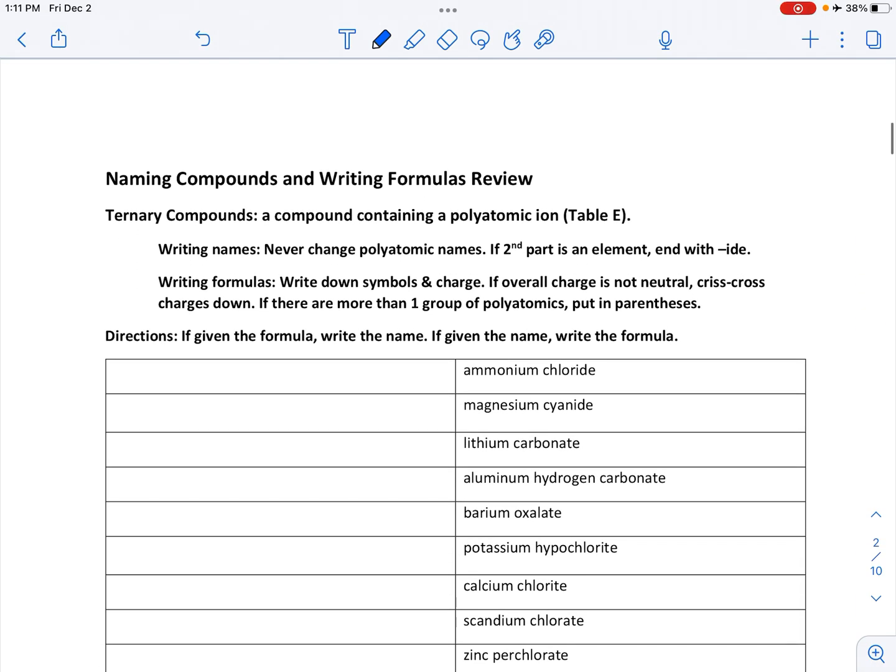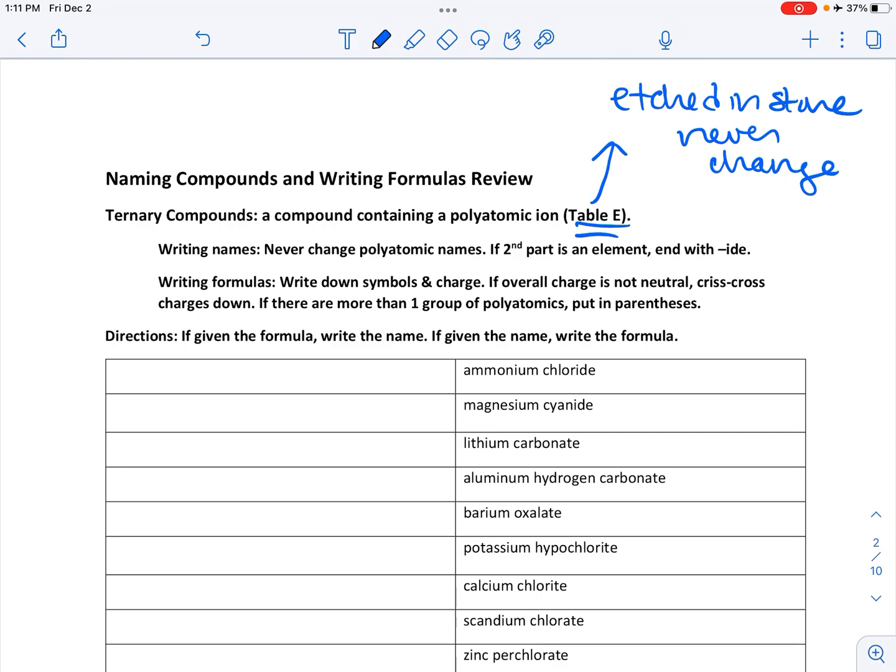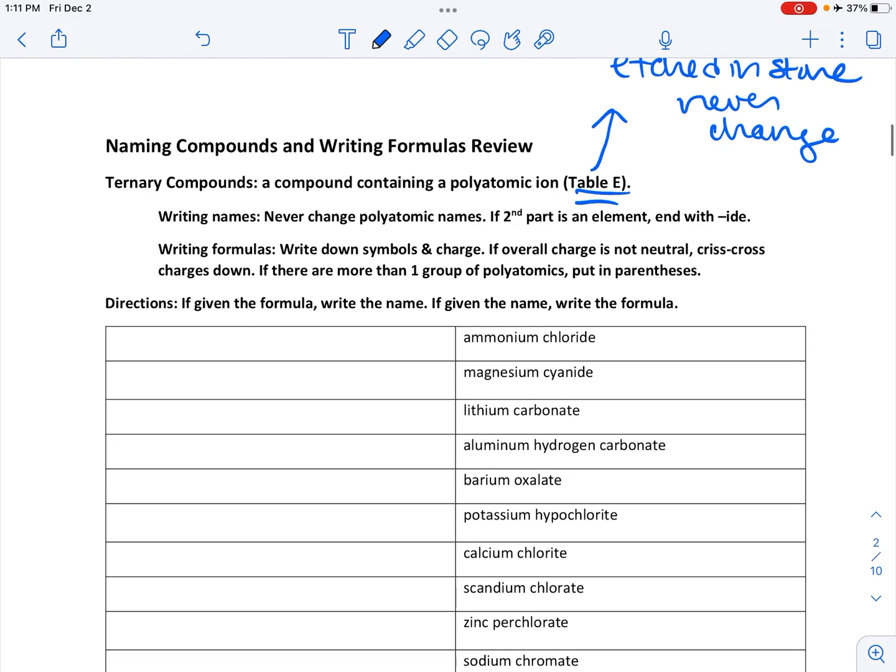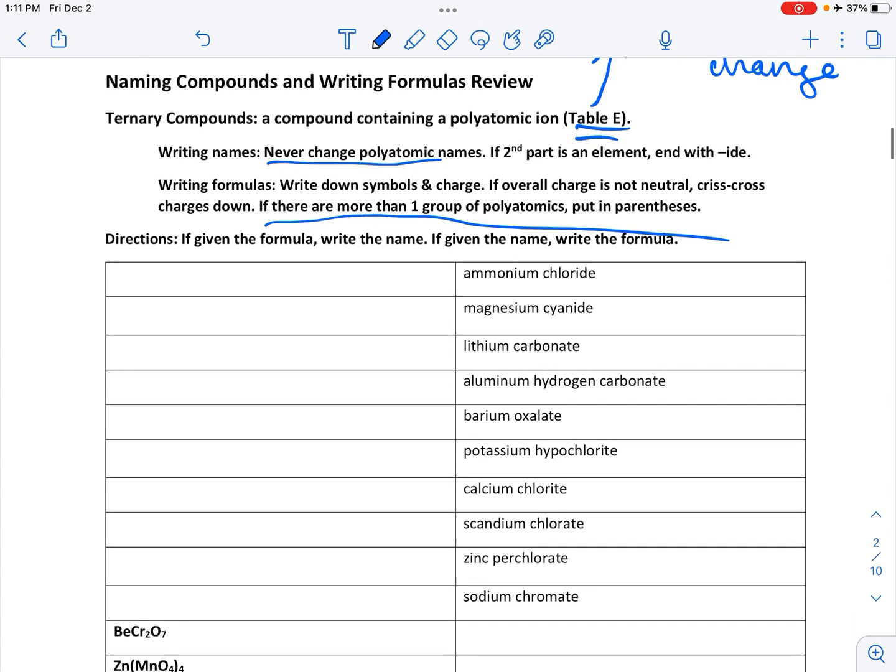Next page, we have ternary compounds, which is where we have a polyatomic ion on table E. And remember, we wrote in our reference tables that these were etched in stone, meaning you never change them. So don't change the name, don't change the formula ever. If the polyatomic is what starts your formula, and the ending is an element, the ending would end with IDE. And the thing about polyatomics is if there's more than one group, you've got to put it in parentheses.